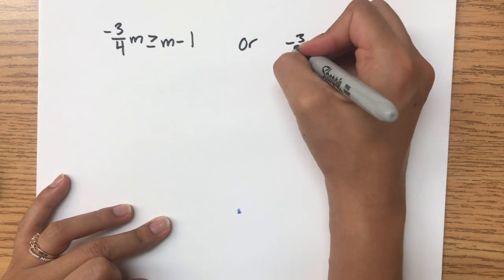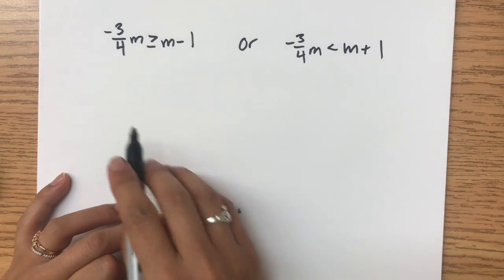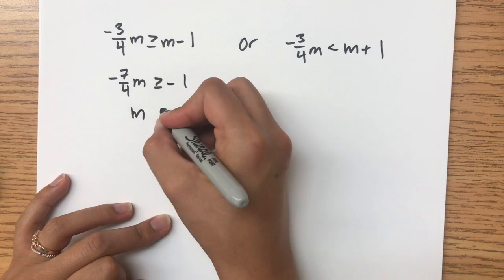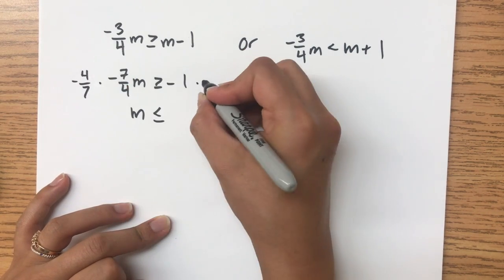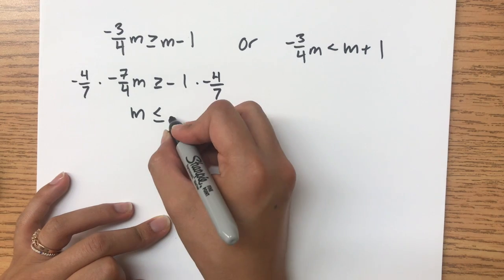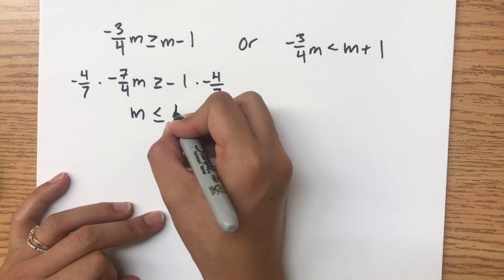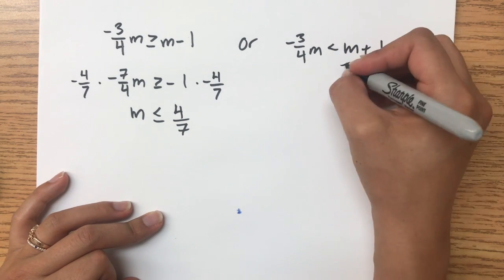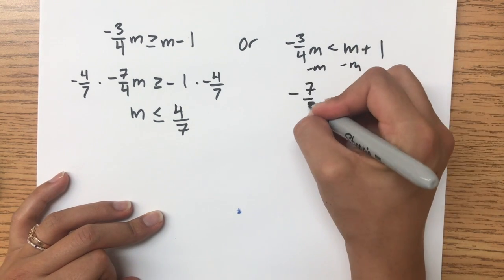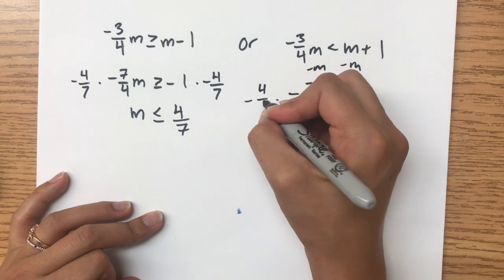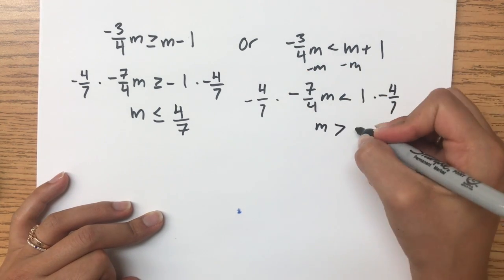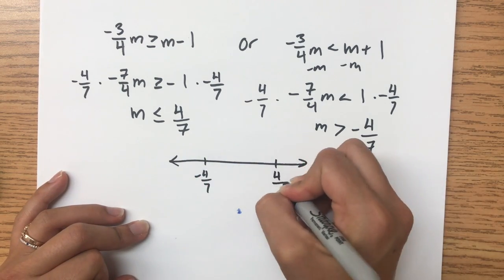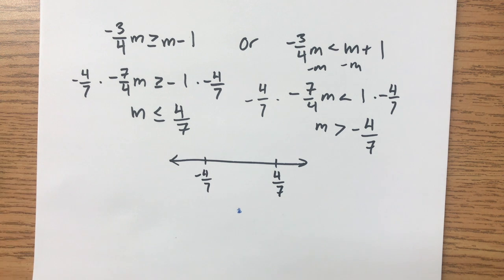Let's take another example. This time we have an or. Okay, so we're going to start solving by subtracting m from both sides here. So I end up with -7/4 m because it's like subtracting 4/4 m. Okay, and then we're going to multiply by the negative reciprocal and make sure you flip the inequality there because we've multiplied by a negative. So I'm going to end up with m is less than or equal to 4/7. Same thing on the other part. We're going to subtract m and then multiply by the negative reciprocal. I end up with m is greater than -4/7. So I'm going to have -4/7 and then 4/7.